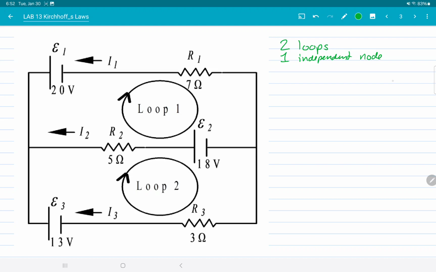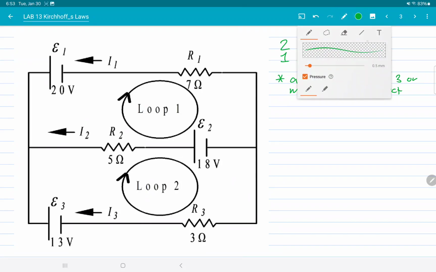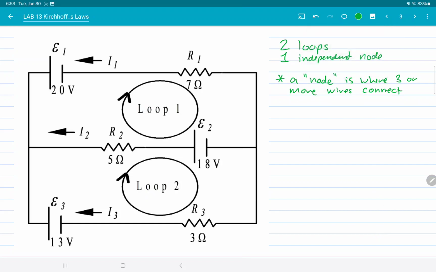Now again, a node is where 3 or more wires connect. So the nodes that we have in this one would be here and there.